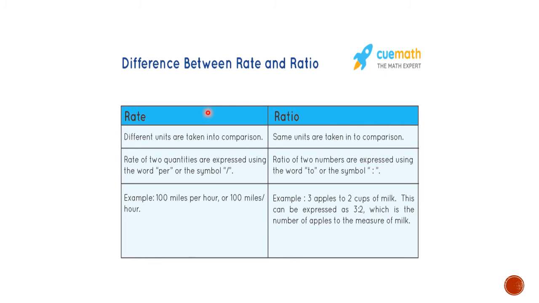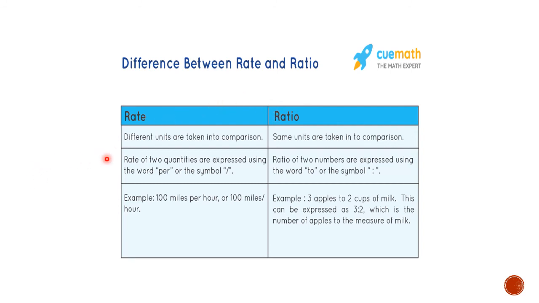Dumako naman tayo sa pinagkaiba ng rate sa ratio. Ang sabi dito, that the rate is different units taken into comparison, while yung ratio, same units are taken into comparison. So, lagi natin tatandaan na pag rate, magkaiba yung units na meron tayo, while yung sa ratio, magkaparehas na units.